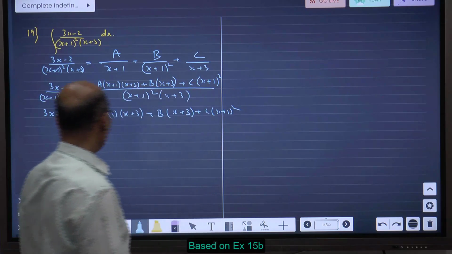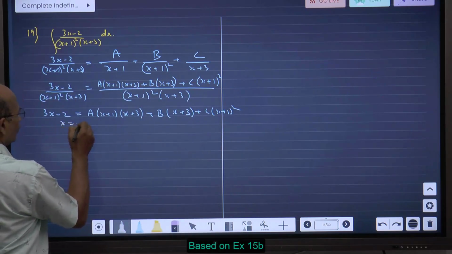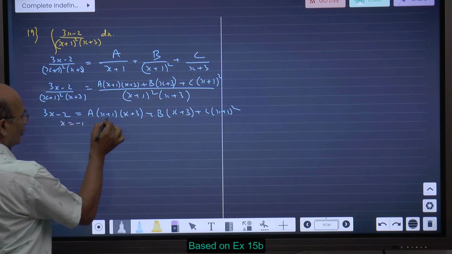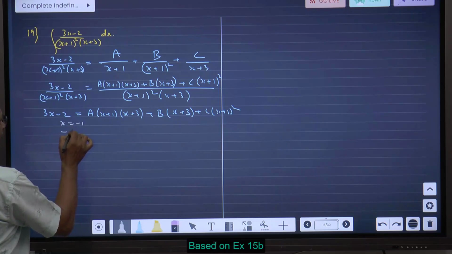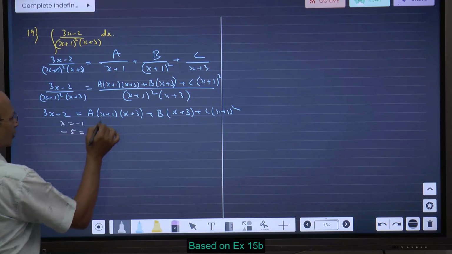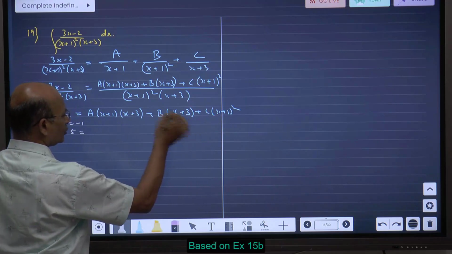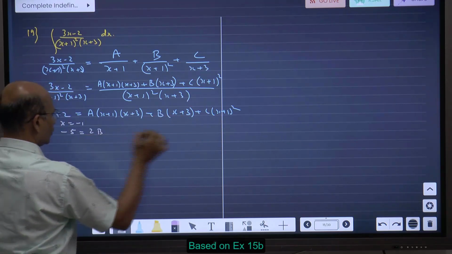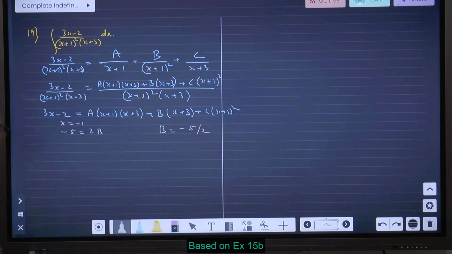Now let us see what the linear factors are here. I can put x equals minus 1, because minus 1 plus 1 becomes 0. So 3 into minus 1, minus 3 minus 2 is minus 5, is equal to, this is 0, this is 0. Now minus 1 plus 3 is 2B. So I directly get the answer B as minus 5 upon 2.